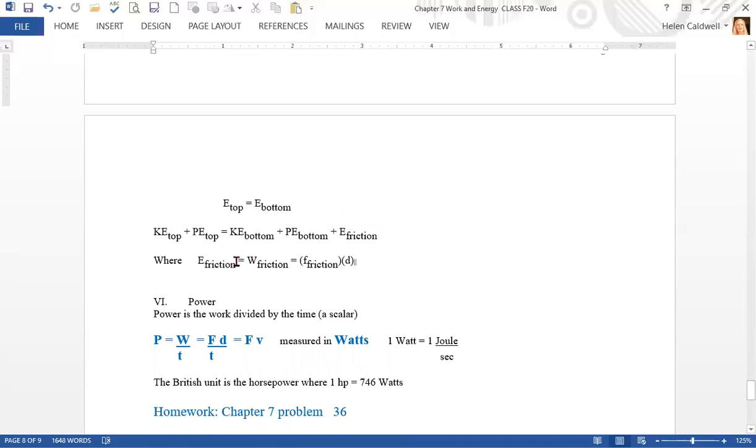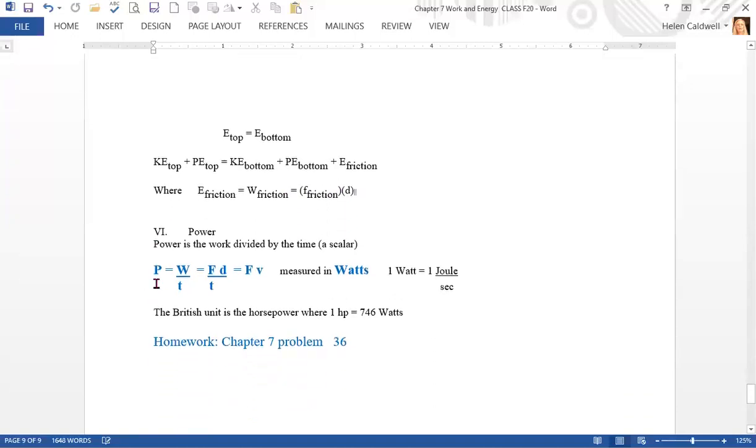And remember, the energy of friction is equal to the work done by friction, which is the force of friction times the distance. So you can actually figure out the work done by friction by knowing what's your frictional force and what distance it is applied over. You can get a lot out of those kinds of problems.